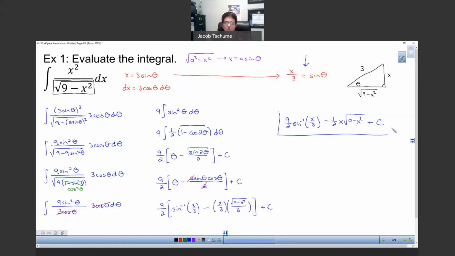And that is your final answer doing trig substitution to solve this problem. So there's an example of where a sine substitution can be used to help you find the final answer.